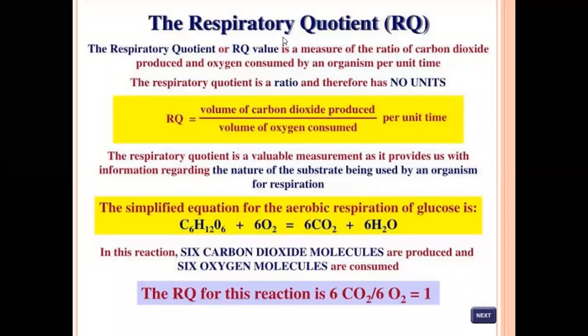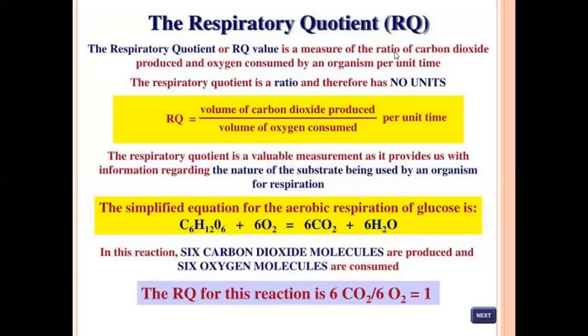The respiratory quotient is also called RQ. The respiratory quotient, or RQ value, is a measure of the ratio of carbon dioxide produced and oxygen consumed by an organism per unit time.